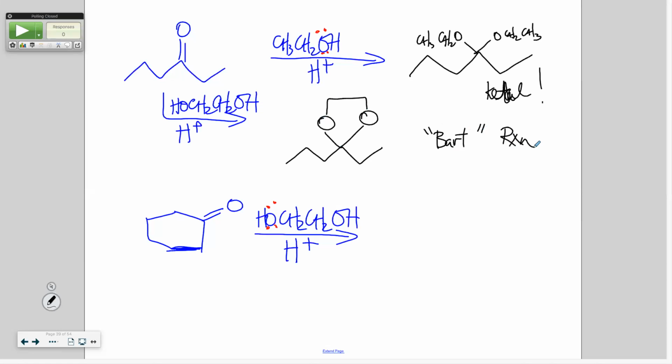Some students nicknamed it the BART reaction of years. Oh, I see that now. I thought I get you. Is that going to help you remember? I don't know, but I'm trying it.